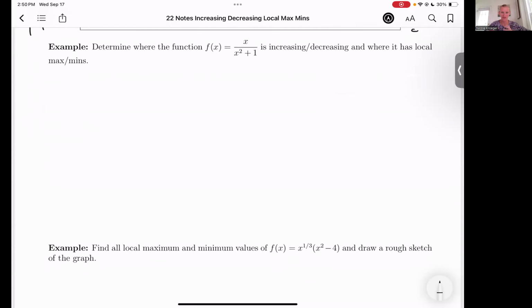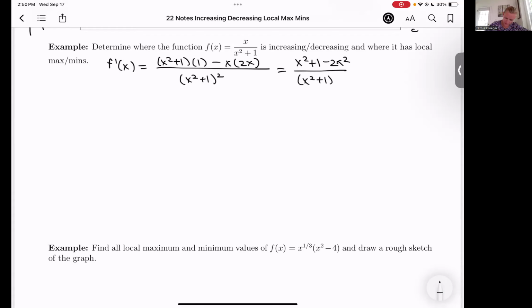We have to start by finding the derivative so we can find critical numbers. So for the derivative here, we need a quotient rule. So we're going to have low d high minus high d low over low squared. Okay, we're going to want to simplify this so we can find the critical numbers. So I have x squared plus 1 minus 2x squared over x squared plus 1 squared. The numerator becomes 1 minus x squared. And then I can factor that numerator as 1 plus x times 1 minus x.